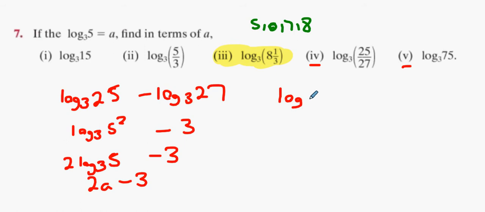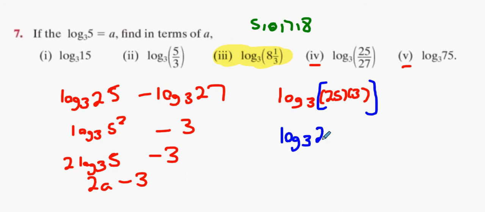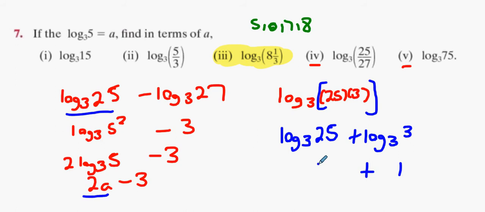Would everybody agree that log 75 is actually the same thing as 25 multiplied by 3? Everybody okay with that? Would you agree that the 25 has been multiplied by the 3? So how can I separate them? Addition rule for logs. What's log 3 base 3? 1. What do we know log 25 is from earlier? 2a. 2a plus 1. Yep.